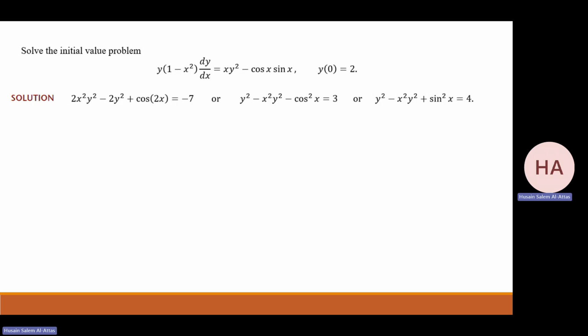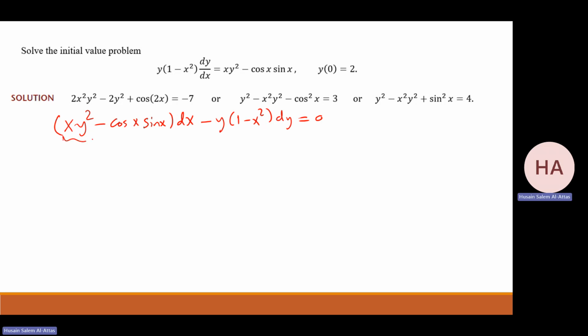Okay. Now, first, as we did before, we need to arrange it. Usually, I'd like to start with the x. I have (xy squared minus cosine x sine x) dx. I take this to the other side: minus y(1 minus x squared) dy equals 0. Since I took it to the other side. Okay, so this is the problem which I want to solve.